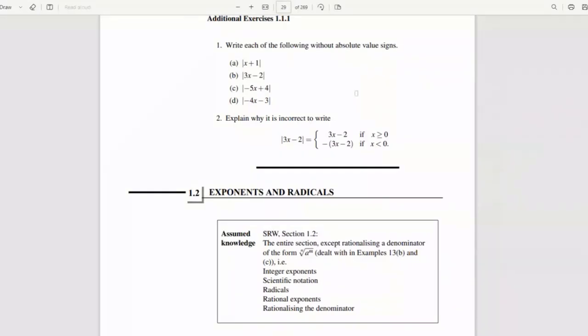Here are some additional exercises. We can perhaps look at number C, minus 5x plus 4. Write each of the following without absolute value signs. Can you guys see the screen? Great. So what I'm proposing is, let's look at 1C. Write each of the following without absolute value signs.